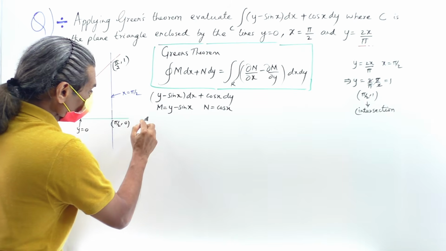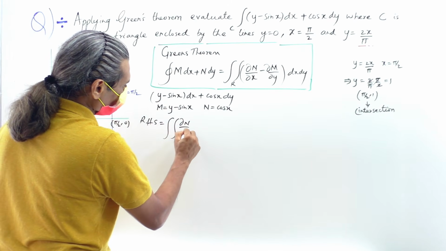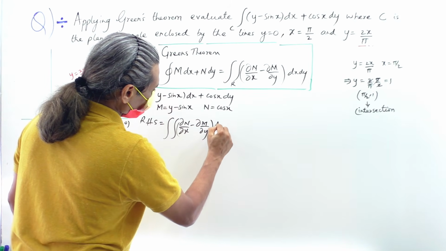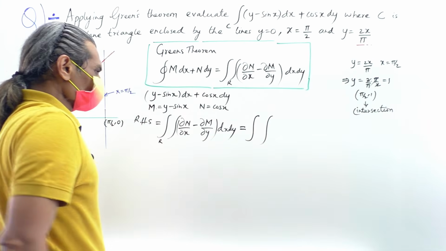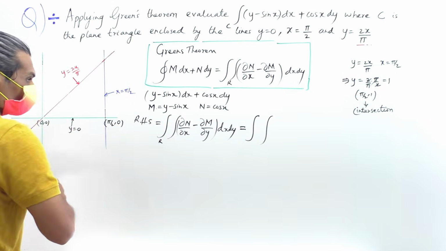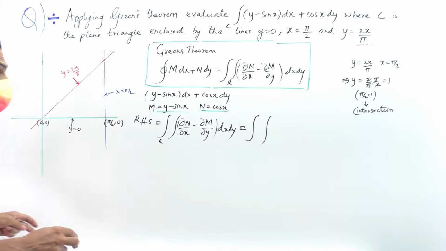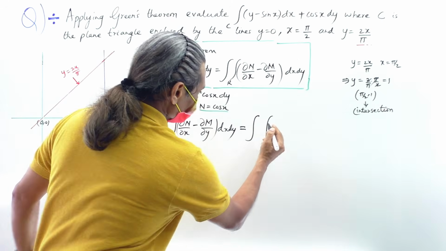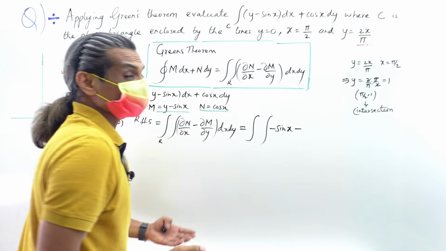So therefore we can write RHS equals double integration of ∂N/∂x minus ∂M/∂y. Watch this carefully now, how I do it. We'll evaluate this. What is ∂N/∂x? We have N as cos x and M as y minus sin x. The derivative of cos x is minus sin x. That's it. Minus sin x, and minus ∂M/∂y.